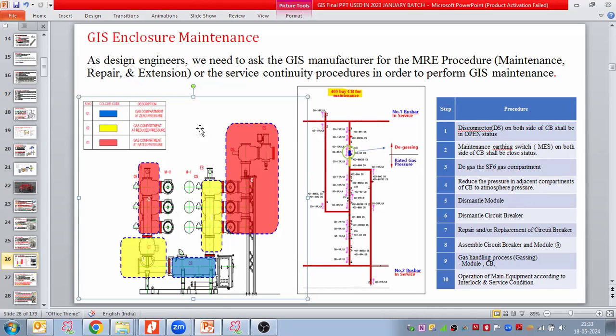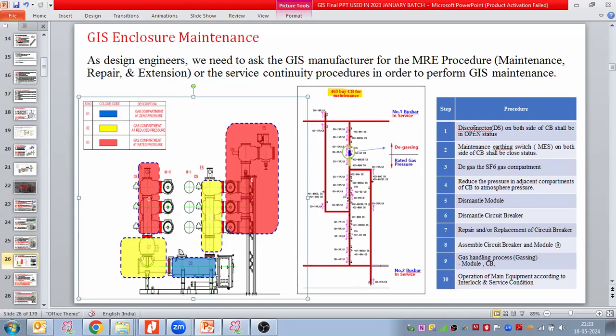So here we do not do complete degassing, but we reduce the gas pressure. So yellow one, gas compartment at reduced pressure, and the red one, no need to touch this compartment. So gas compartment at rated SF6 gas pressure, this one and this one, right? Am I clear with the MRE procedure for the GIS?